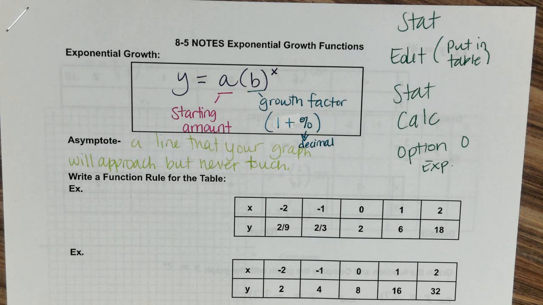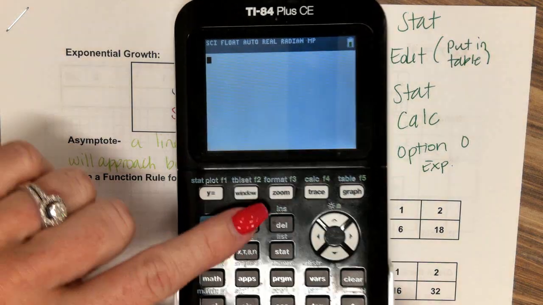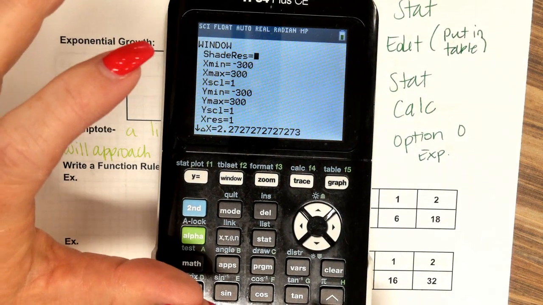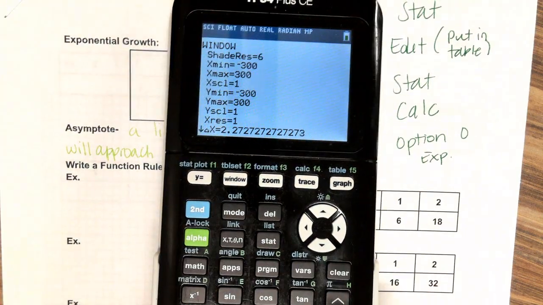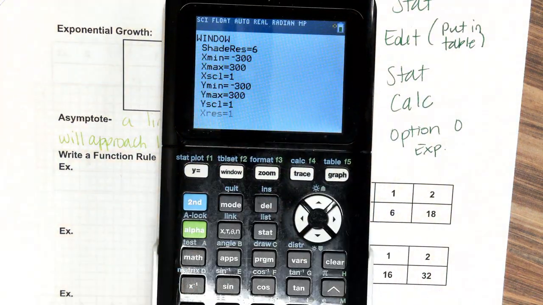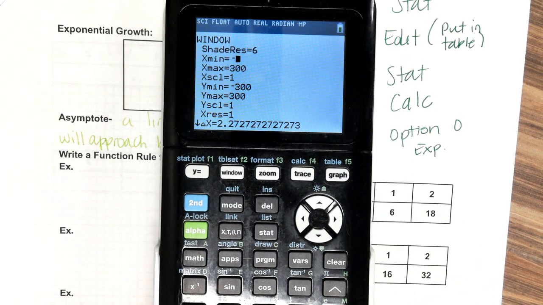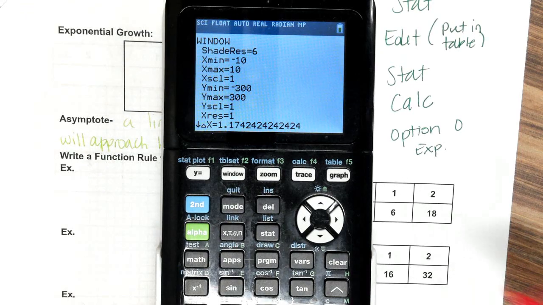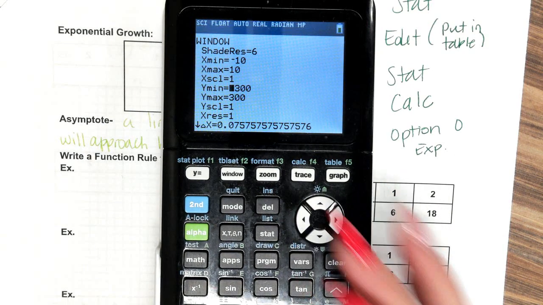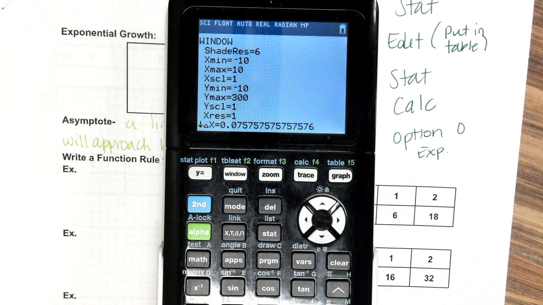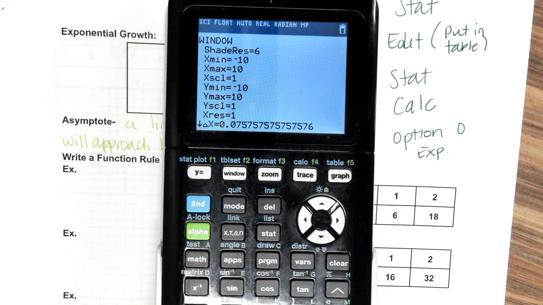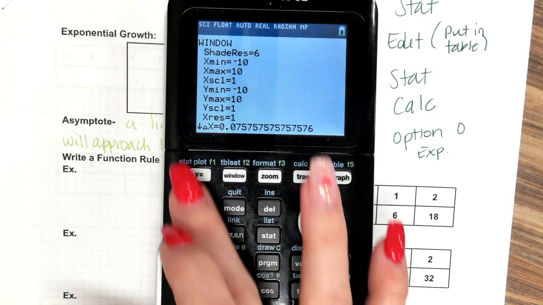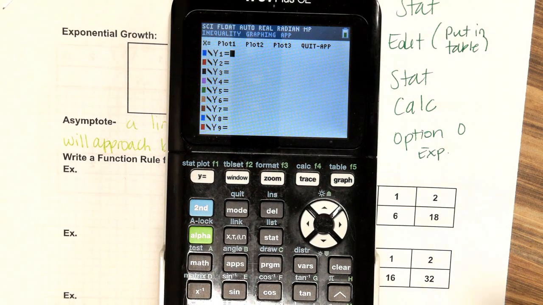Okay, so I want y'all to, first of all, go to your Window. And we need to really zoom out because we want to see what we're doing. So go to X minimum and change it to -10. Change the X maximum to +10, and do the same thing for the y minimum and y maximum. So negative 10 and 10. That way we're zooming back into our graph to see more. Yes? Okay, now go to y equals. If you have anything in there, just clear it out.